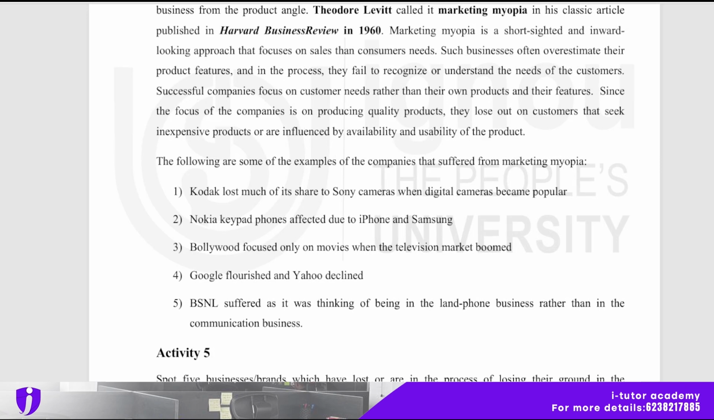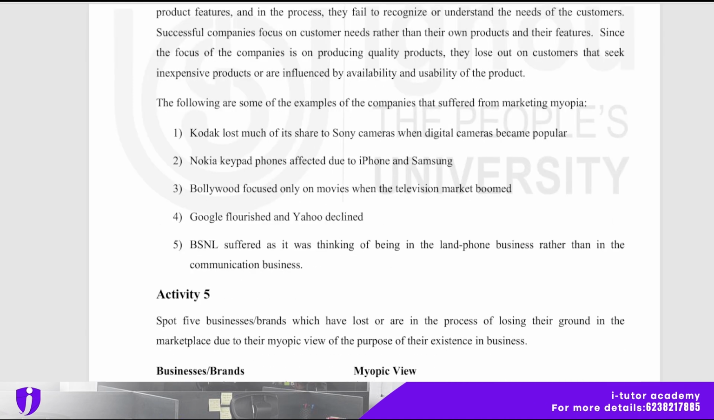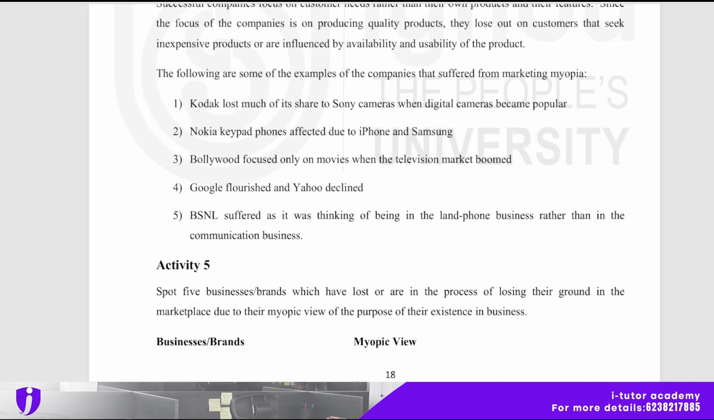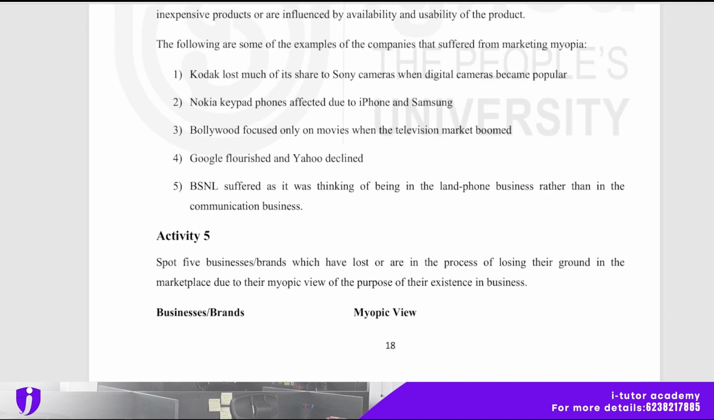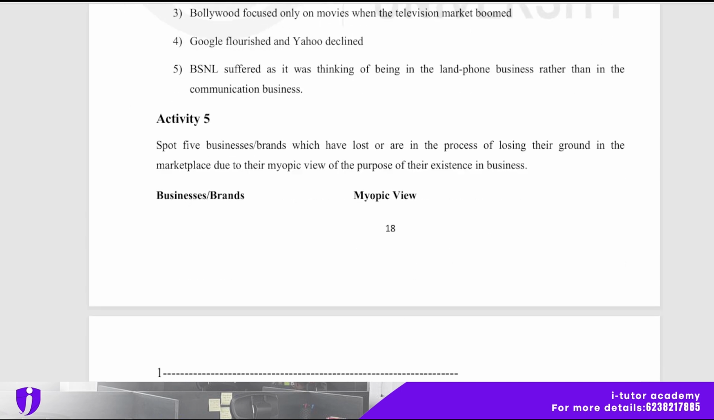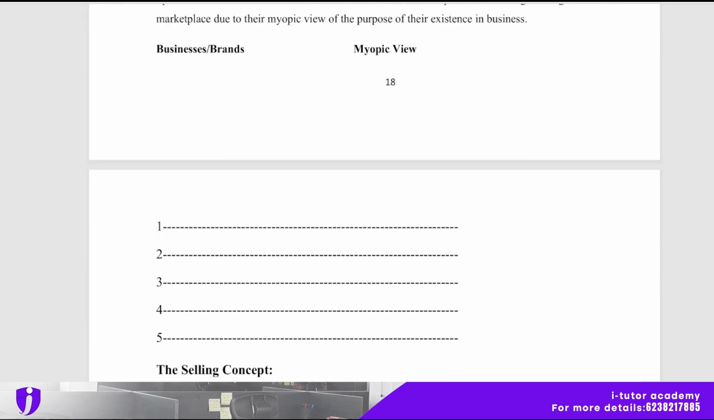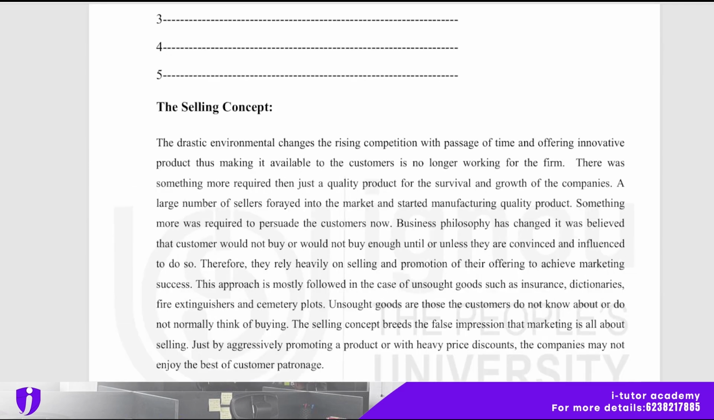Such a business often overestimates their product features and in the process they fail to recognize or understand the need of the customers. And the following are some of the examples of companies that suffer from marketing myopia. Kodak lost much of its share to Sony camera when digital camera became popular. Nokia keypad phone was affected due to iPhone and Samsung, like that. And the activity is based on this, so you just try to do it, it will make your concept more clear.